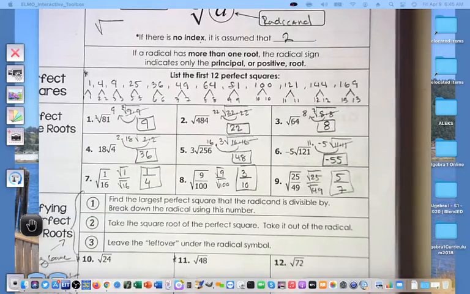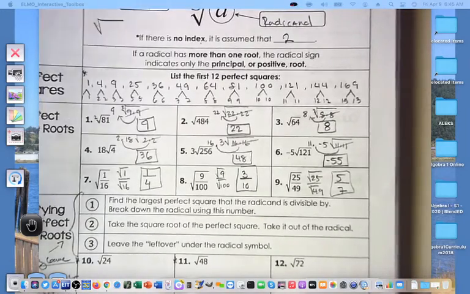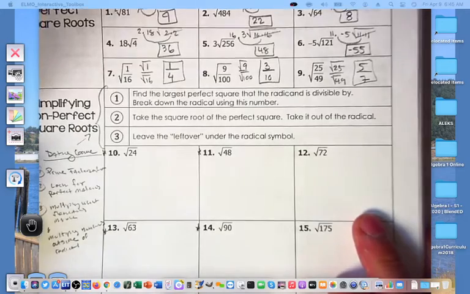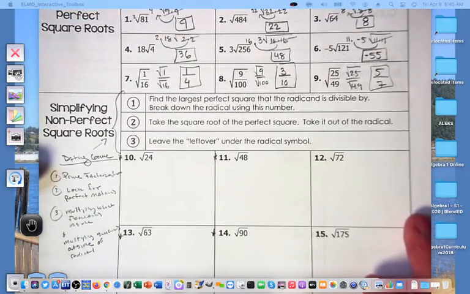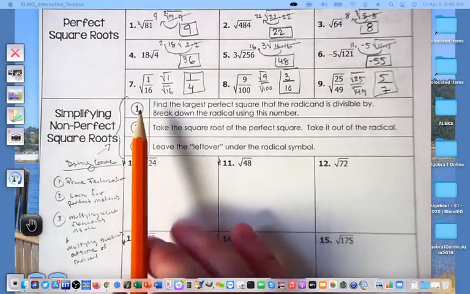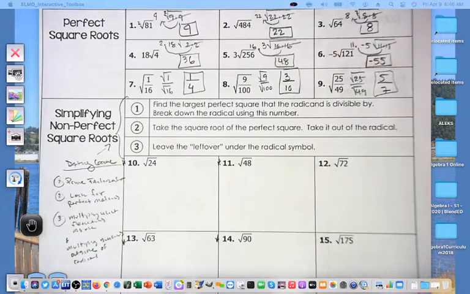Now, what we're going to do is start looking at ones that are not perfect squares, where not everything is going to match up, and we'll still have a radical in our answer. Now, they gave you a 3-step process here. That's not bad. They tell us to find the largest perfect square that the radicand is divisible by and break down the radical using this number. I prefer simply to call the first step prime factorization. Take that number and break it all the way down to its prime factors. Now, you can look for perfect matches.